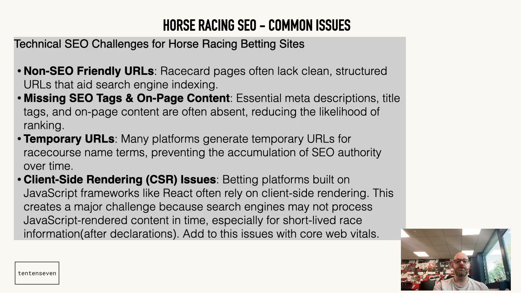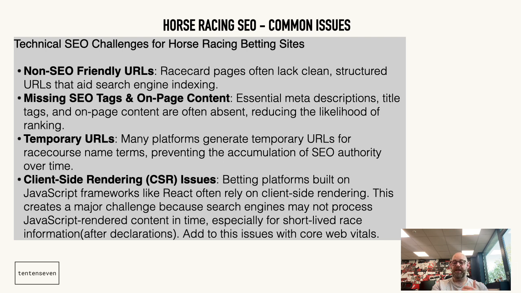So the common issues. Firstly, non-SEO friendly URLs. These are numbers, like different GUID style URLs. Mostly race cards and races have these, and it's not ideal for SEO. You want a very clear match with the keyword you're looking to target and the URL that you are looking to rank.